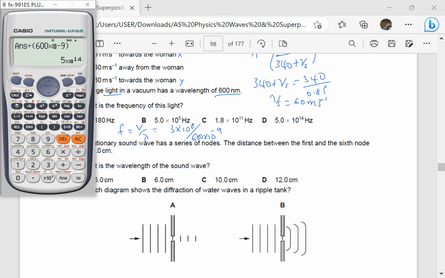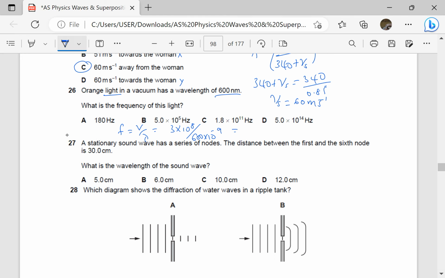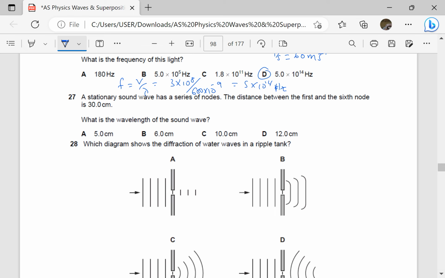So that is 5 times 10 power 14 hertz, which makes our answer D. A stationary sound wave has a series of nodes. The distance between the first and the 60th node is 30 centimeters. What is the wavelength of the sound?